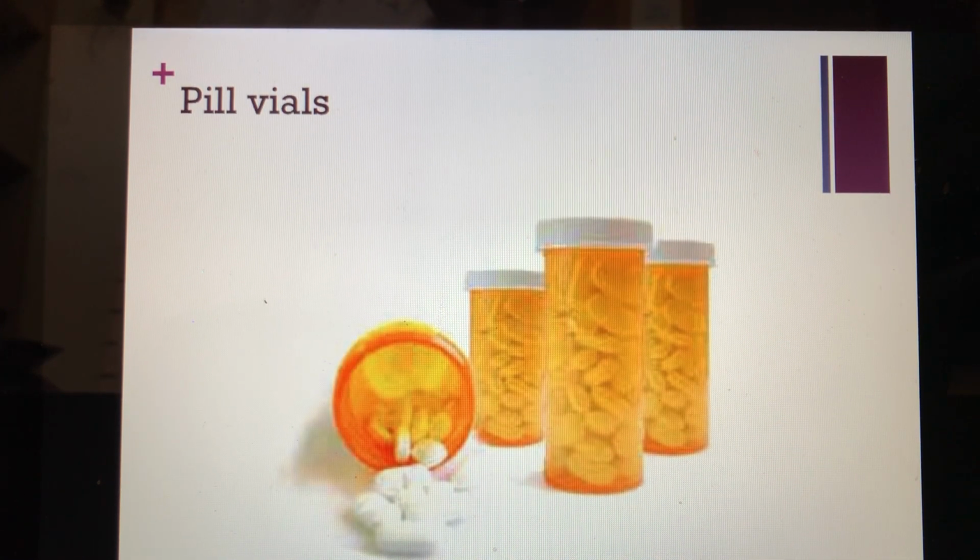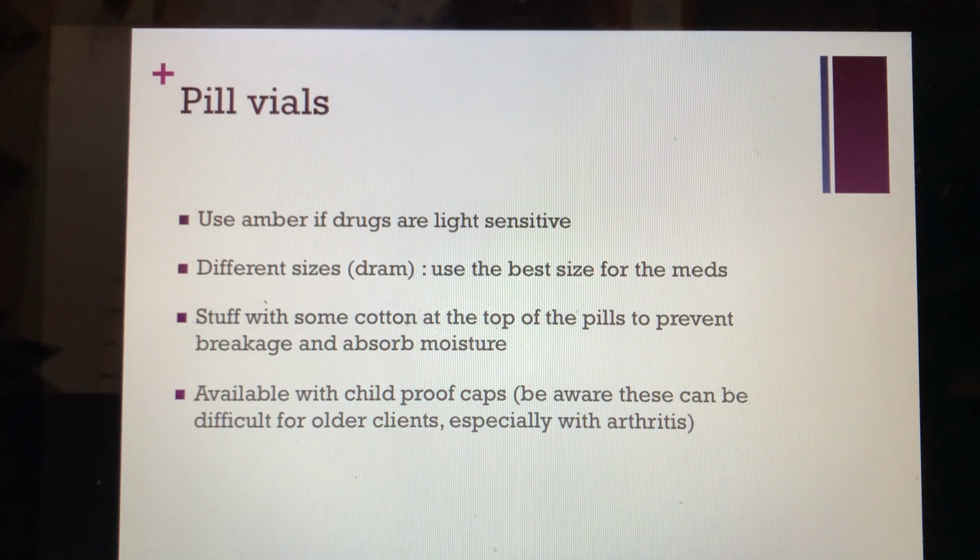So pill vials. I'm going to go ahead and assume that all of you at some point have had to fill a prescription for yourselves or a family member. So you're probably familiar with pill vials. They come in different colors. Amber or blue you're going to use for light sensitive drugs. You can use uncolored or clear for drugs that aren't light sensitive. Honestly, every place I've ever worked, we just have amber vials and we just dispense into those.